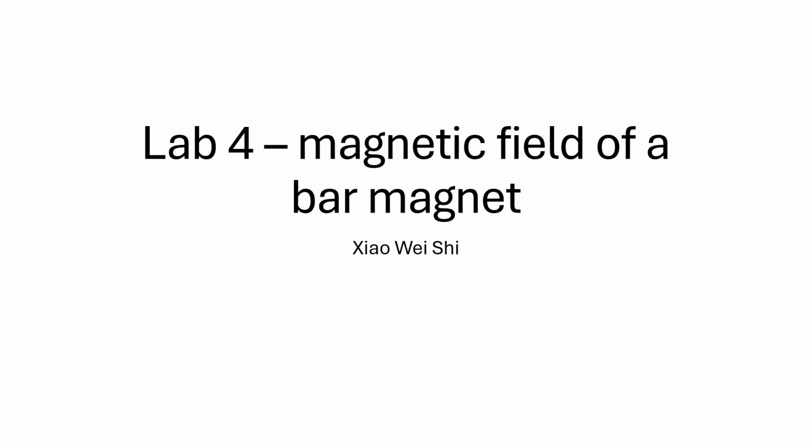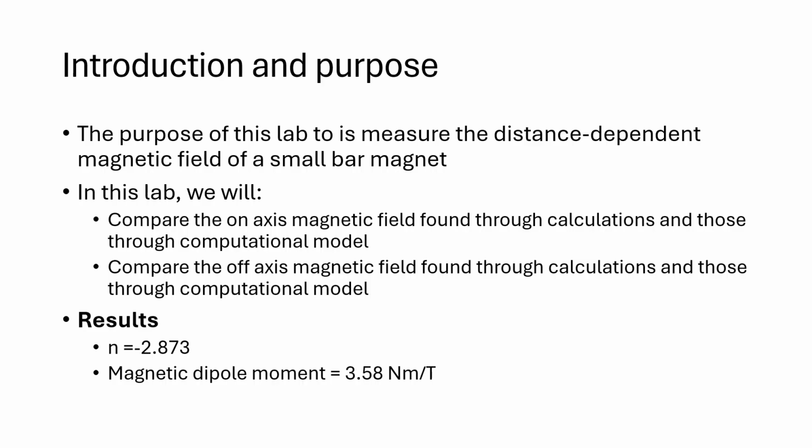In this lab, we'll be dealing with the magnetic field of a bar magnet. The purpose of this lab is to measure the distance-dependent magnetic field of a small bar magnet. In this lab, we will compare the on-axis and off-axis magnetic field found through calculations and those through a computational model. In the result, we found that n was equal to negative 2.873 and the magnetic dipole moment was 3.58.